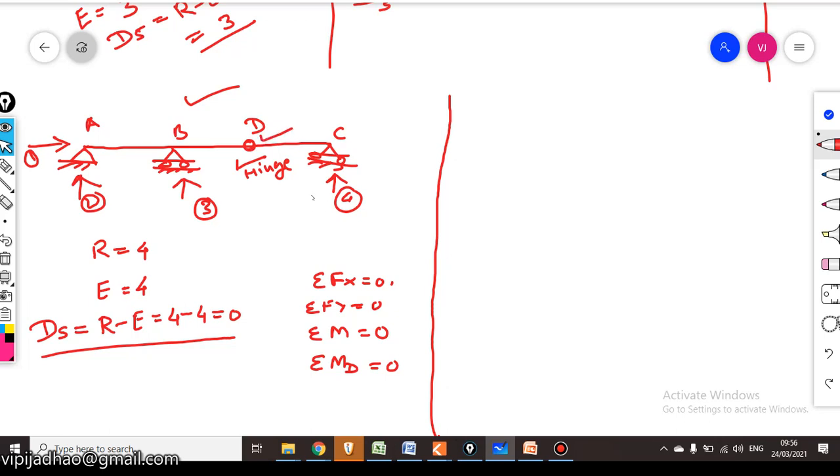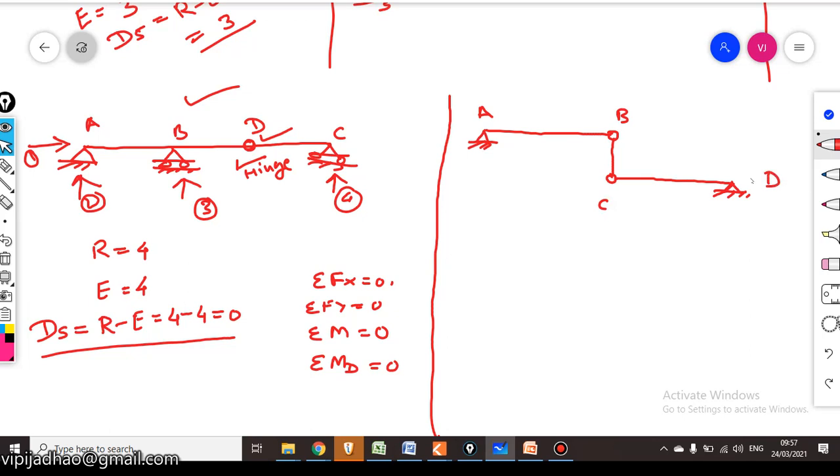Okay. Again, let us consider another example of some beam. We are having some beam like this. We are having one hinge here, again one vertical, again one hinge here, and again this type of beam is available, and we have to determine the degree of static indeterminacy for this particular beam. Let us consider we have A, B, C and D.